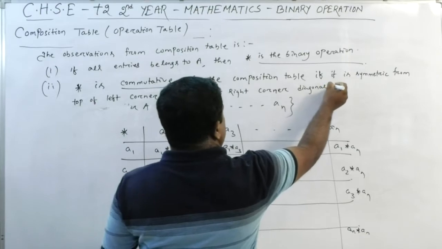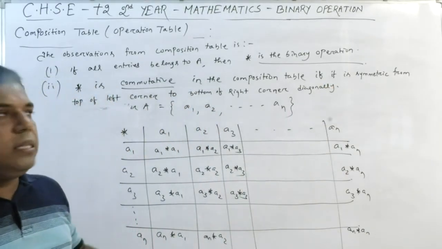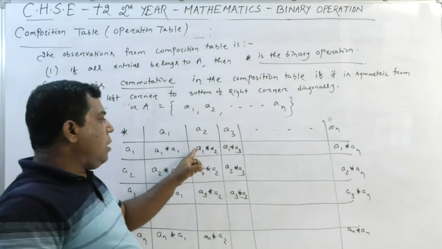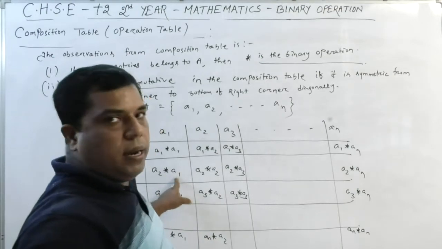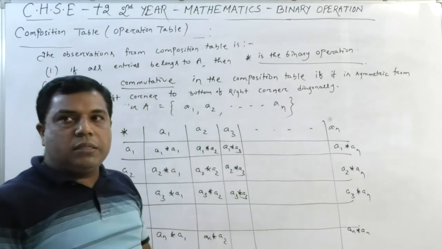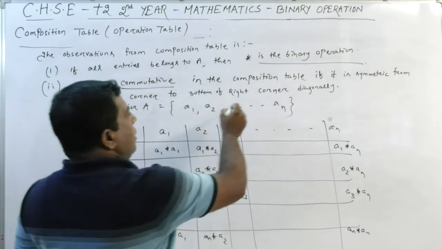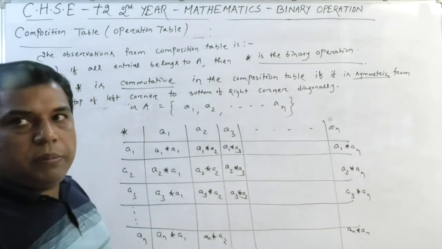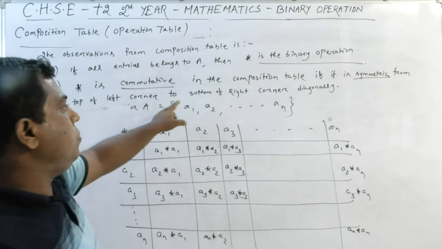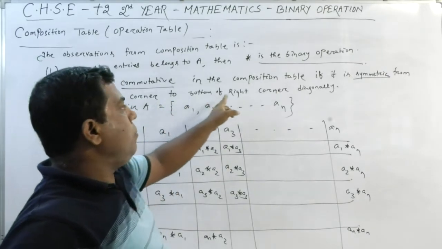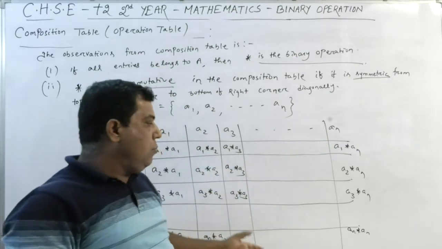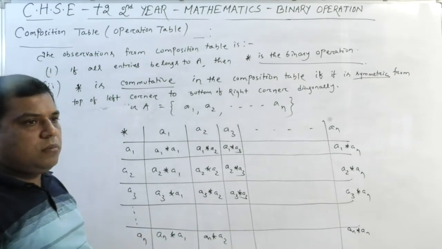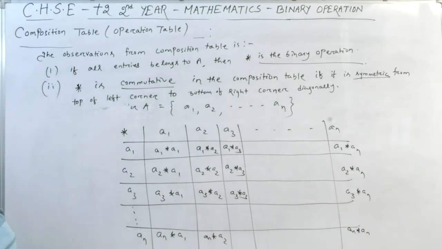From there we can observe whether it is commutative or not. Or simply we check that A1 star A2 equals A2 star A1. If the results are the same, then it is symmetric. This one is equal to this one. So if it is symmetric from the top left corner to the bottom right corner diagonally, then we can say it is commutative in nature. Next we will go to the identity.